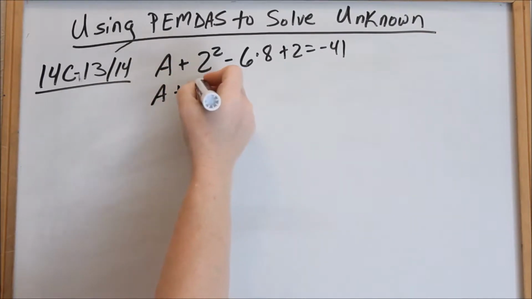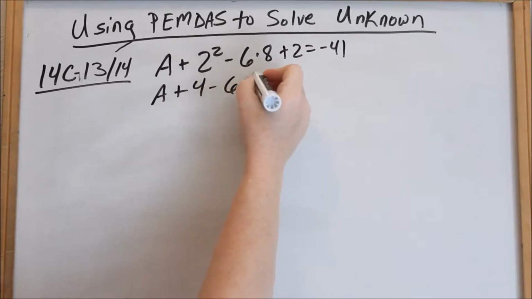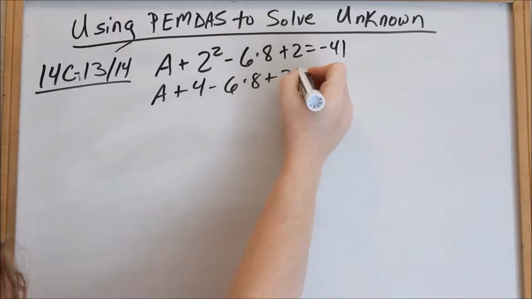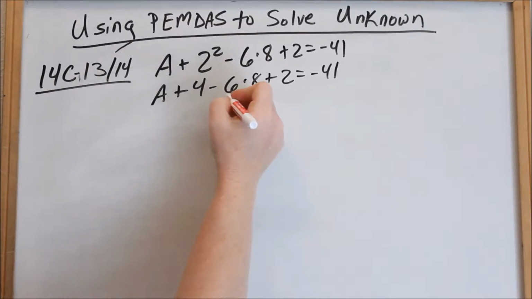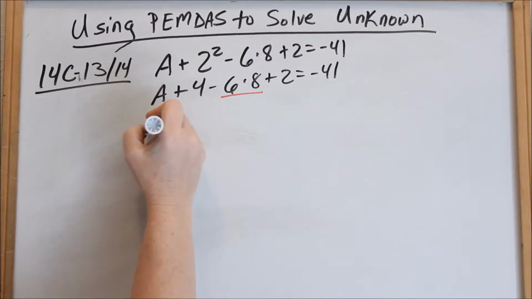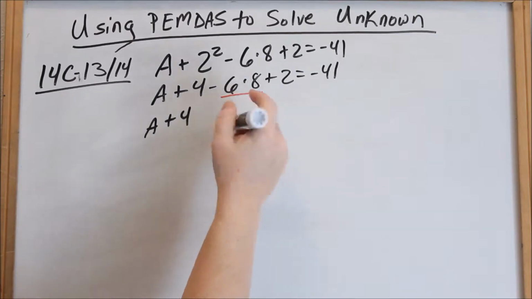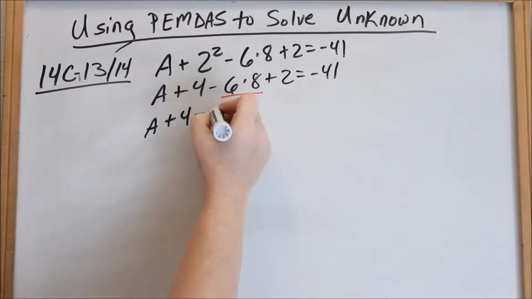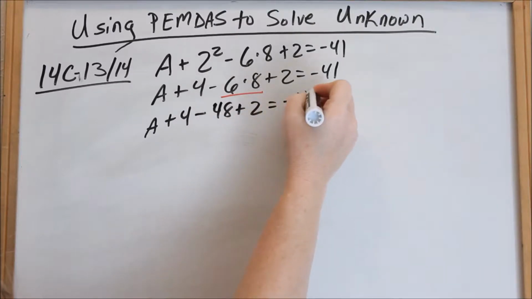A plus 2 squared is 4, minus 6. This little dot means times. 6 times 8 plus 2. After parentheses and exponents, PEMDAS says do multiplication first. So you have to do that first before anything else. So I didn't do anything to the A plus 4. You need to view this as a negative 6. A negative times a positive is a negative. 6 times 8, 48, plus 2 equals negative 41.